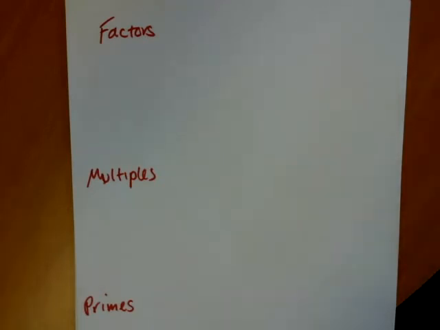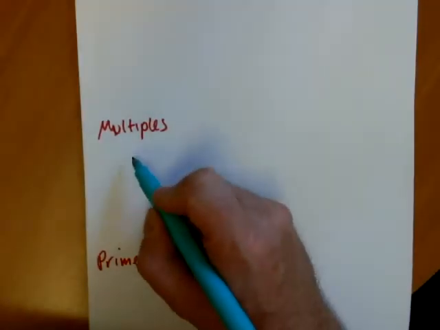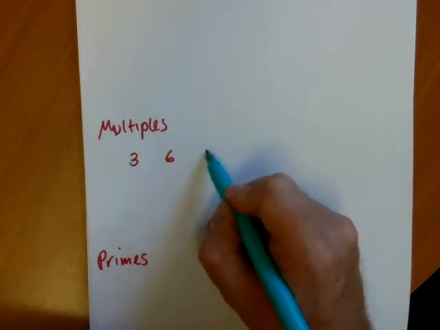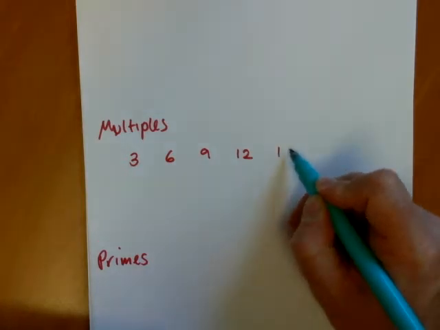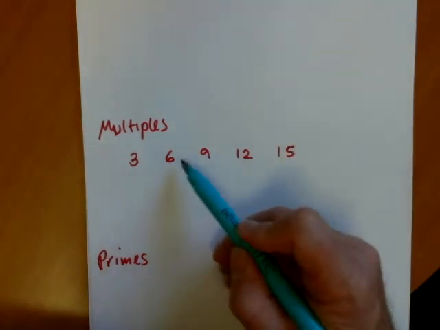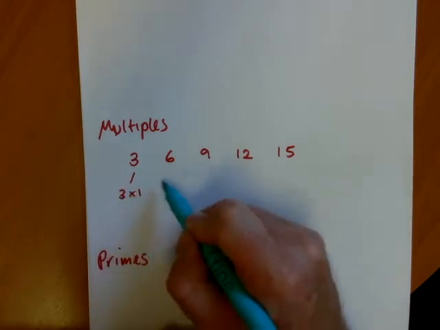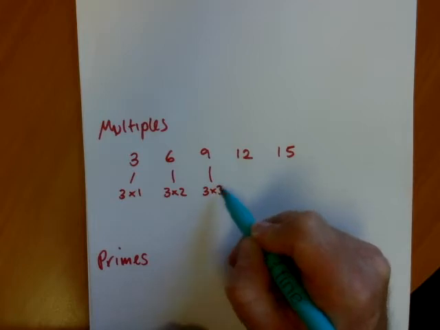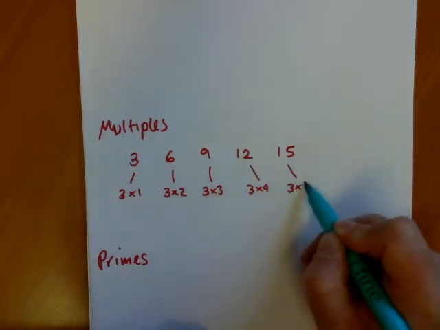So in this short video, we're going to look at factors, multiples and primes. In fact, I'm going to start with multiples. Here are multiples of 3. 2 3s are 6, 3 3s are 9, 4 3s are 12, 5 3s are 15. So all these numbers are multiples of 3: 3 times 1, 3 times 2, 3 times 3, 3 times 4, 3 times 5.